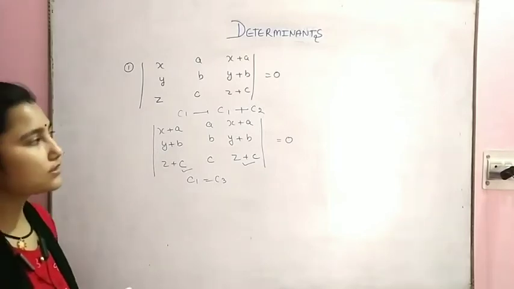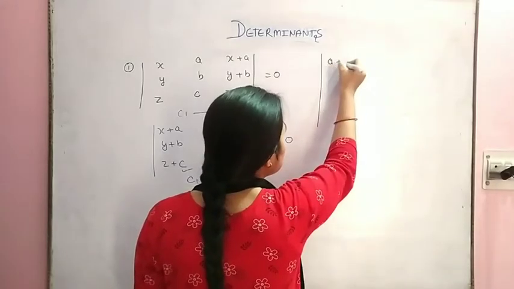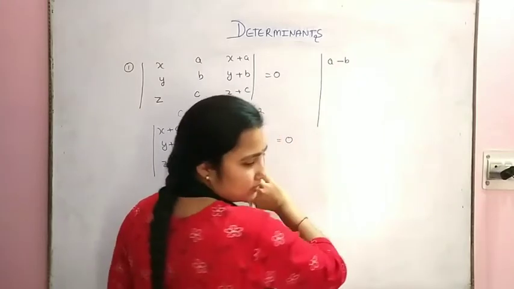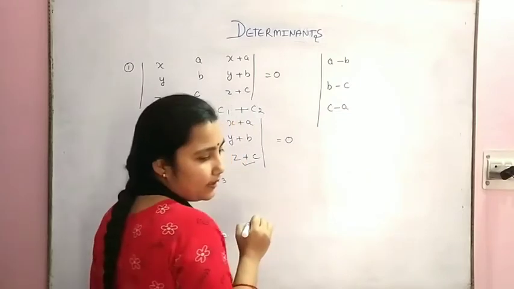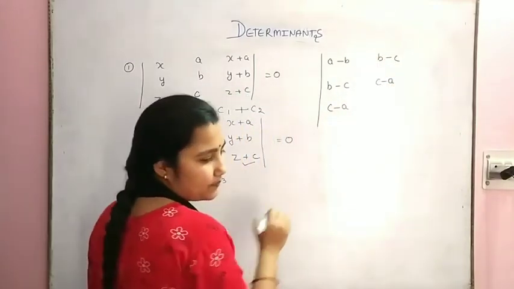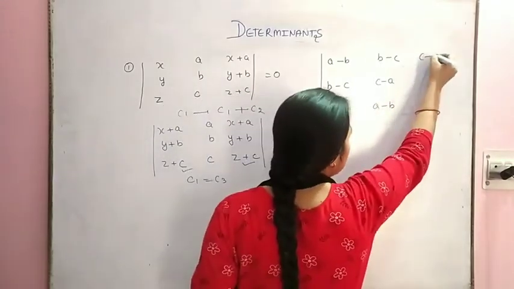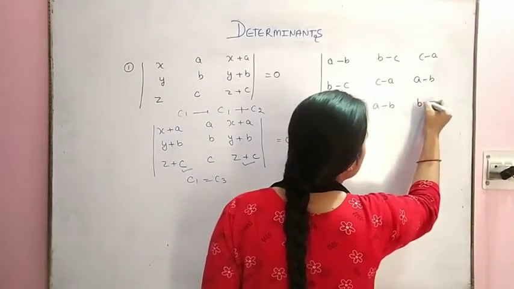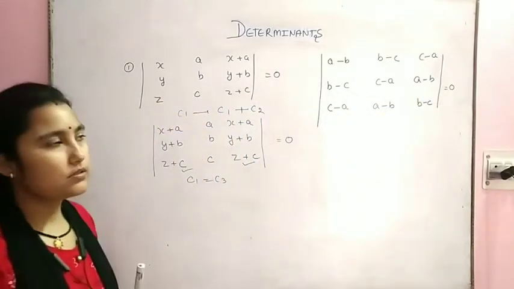Now the second question is the determinant with rows A minus B, B minus C and C minus A; B minus C, C minus A and A minus B; and C minus A, A minus B and B minus C. We have to prove this is equal to 0.